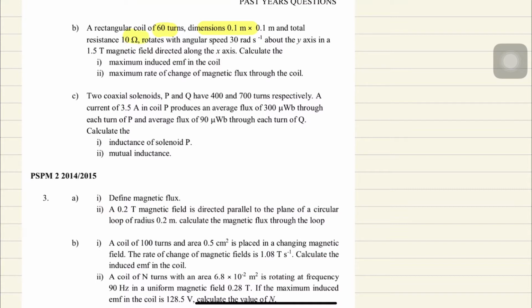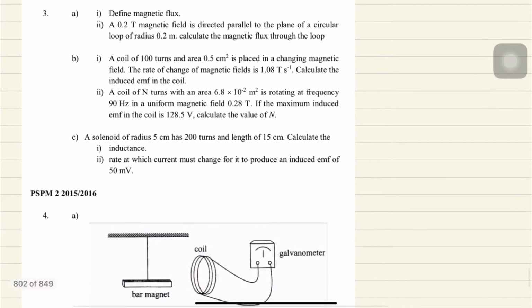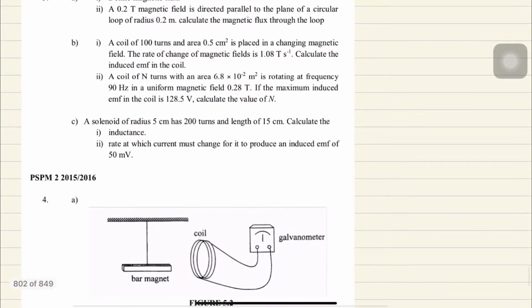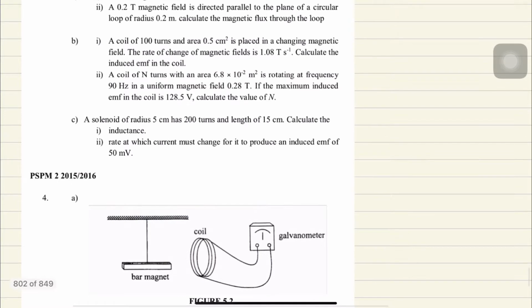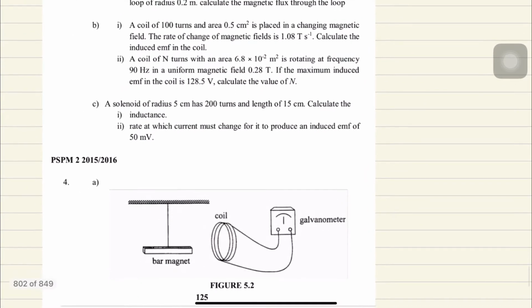Lepas tu yang C tu, dia kata two coaxial solenoid. Okay, this one most likely dia adalah mutual inductance. Okay, tapi dia tak kasih dimension. So kamu kena pakai relation yang lagi satu tu. Okay, lepas tu yang kalau question number 3, A definition, A2. Okay, ni tak ada apa calculate magnetic flux. So phi sama dengan BA cos theta.